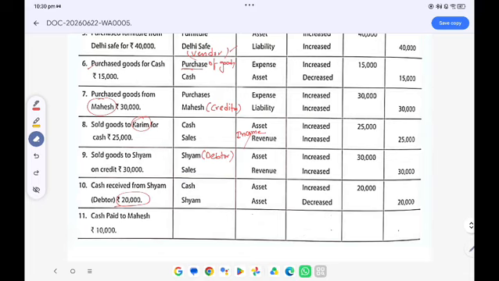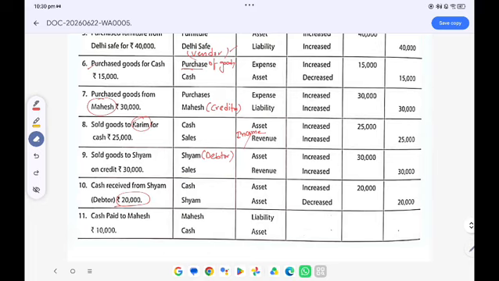Cash paid to Mahesh. We purchased goods from Mahesh in the seventh transaction. You can cross-check, that is 30,000. Now, as part payment, we are paying 10,000. So here one is Mahesh, one is cash involved. Mahesh is a liability to us and cash is an asset to us.